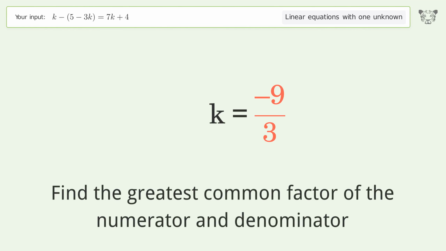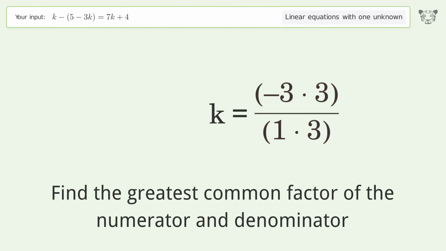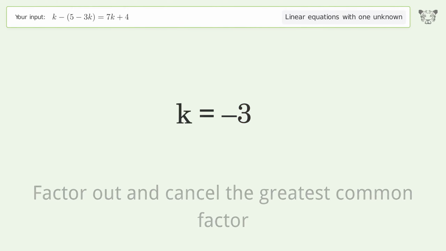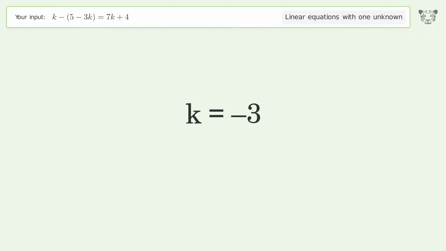Find the greatest common factor of the numerator and denominator. Factor out and cancel the greatest common factor. And so the final result is k equals -3.